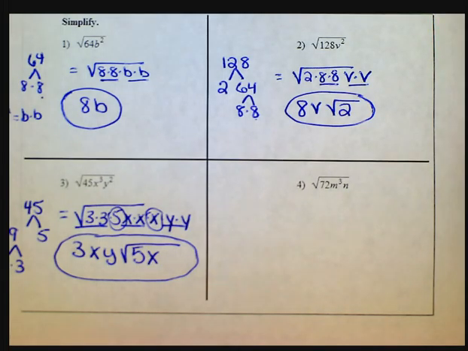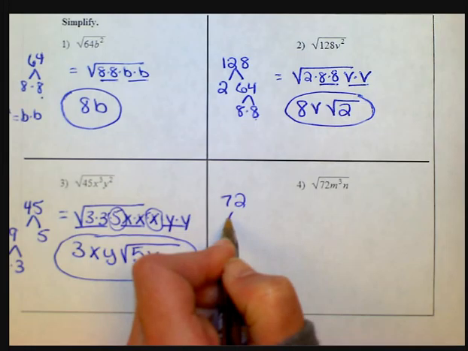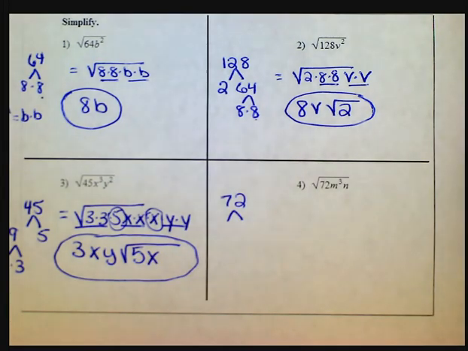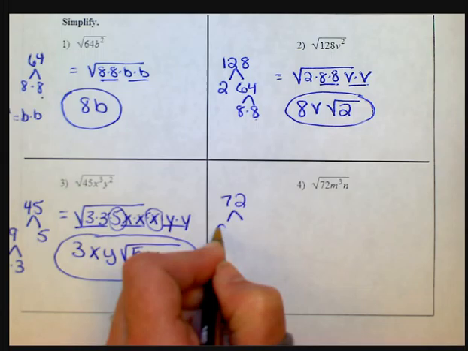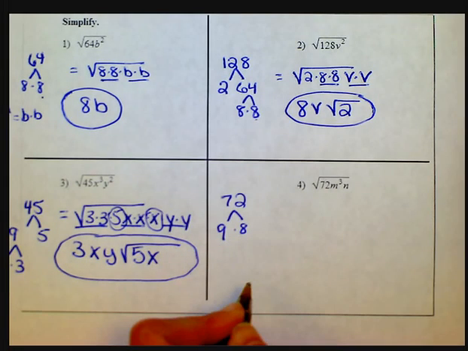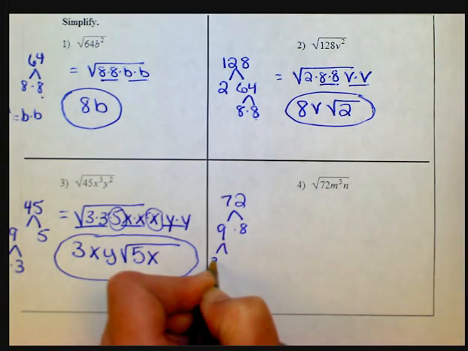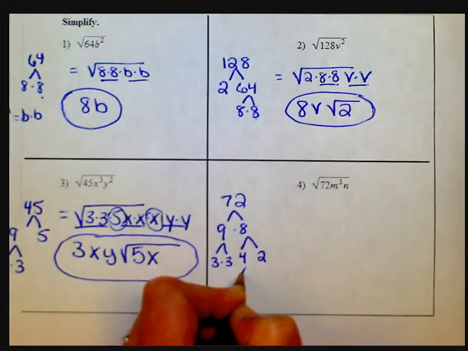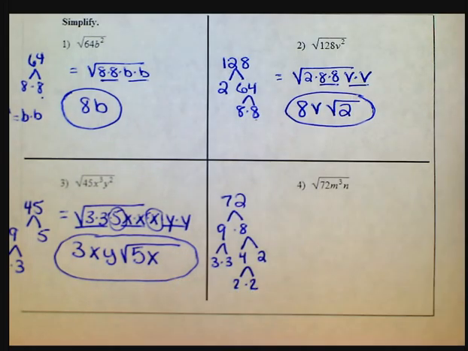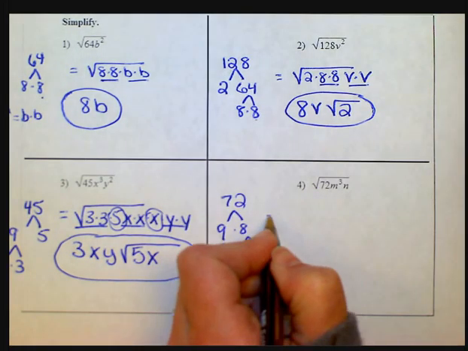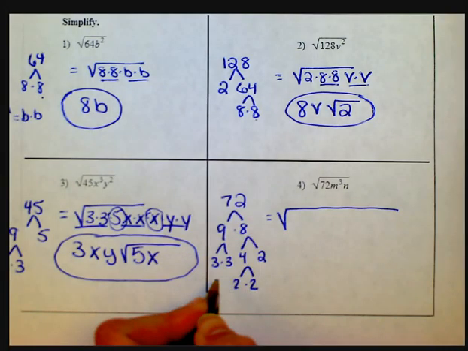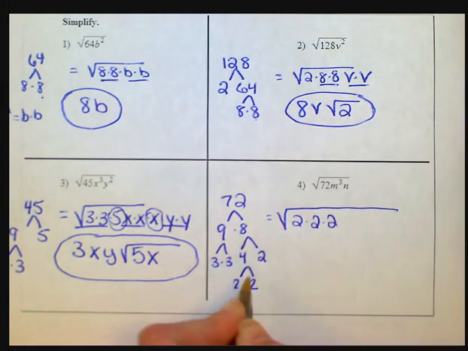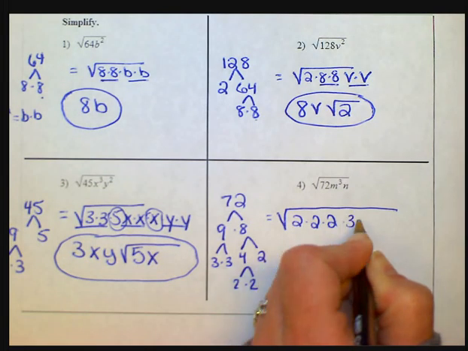All right, let's look at number 4. This time I'm not going to write the variables out. I'm going to use the shortcut. I still have to deal with the 72, so I break it down. I know 72 is divisible by 9, so I do 9 times 8. And 9 breaks up into 3 times 3. And 8 breaks up into 4 times 2. And then 4 will break up into 2 times 2. So 72 will end up looking like 2 times 2 times 2, all the 2's, and 3 times 3.